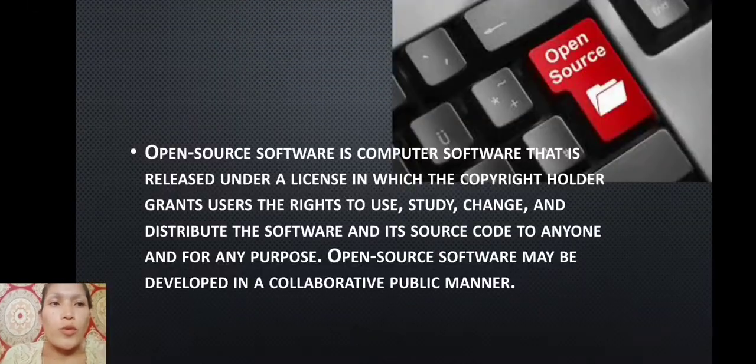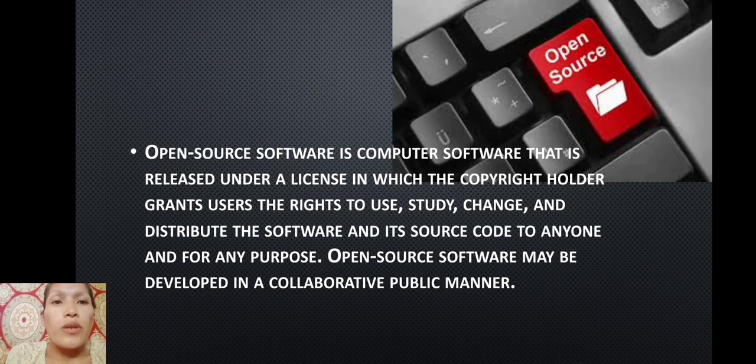So, open source software is computer software that is released under a license in which the copyright holder grants users the rights to use, study, change, and distribute the software and its source code to anyone and for any purpose. Open source software may be developed in a collaborative public manner also.